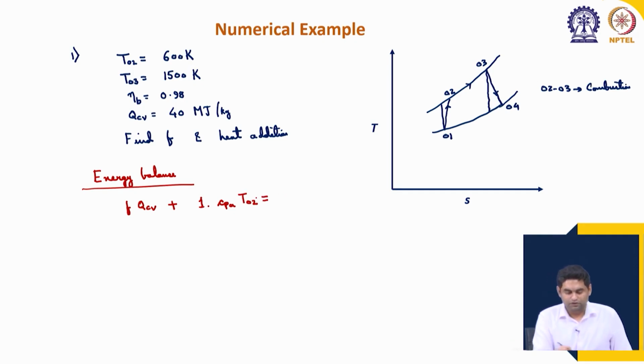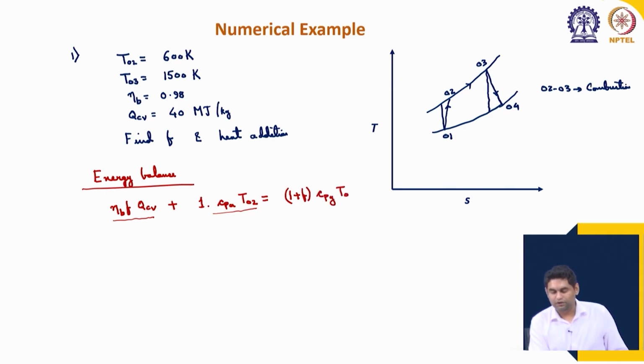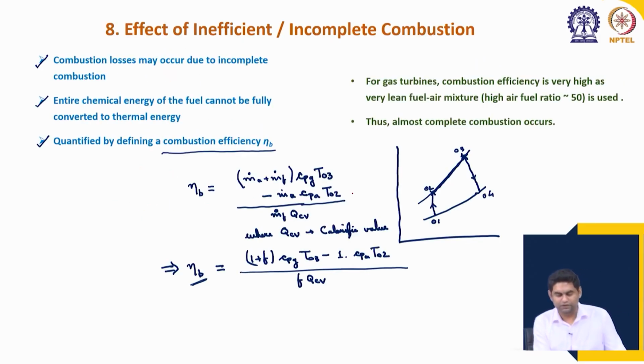This F times Q CV needs to be multiplied by the combustion efficiency if the combustion is not 100% efficient. So, this is the actual amount of energy released, eta B F Q CV, plus the energy of the fluid per unit mass coming from the compressor. This should be equal to 1 plus F, the mass flow rate at the exit of the combustion chamber, into Cp of gas into T03. This is the same expression as the previous one, just written in a different arrangement.